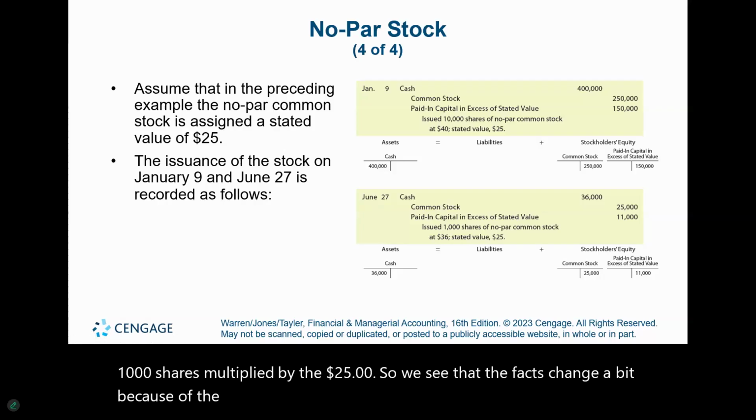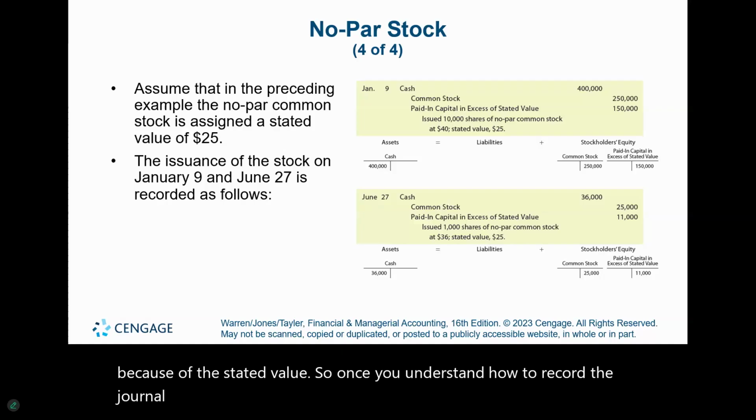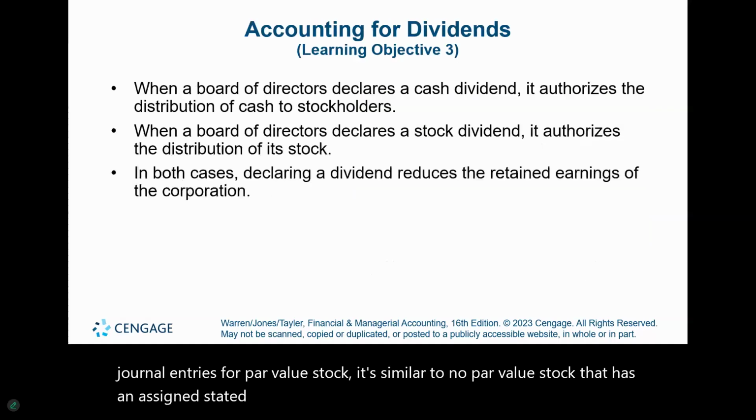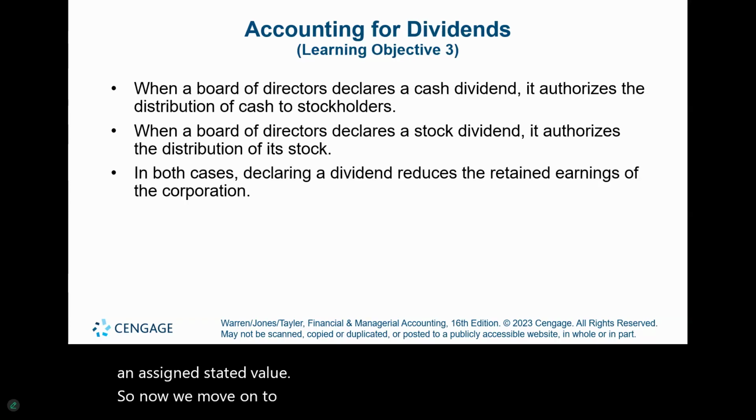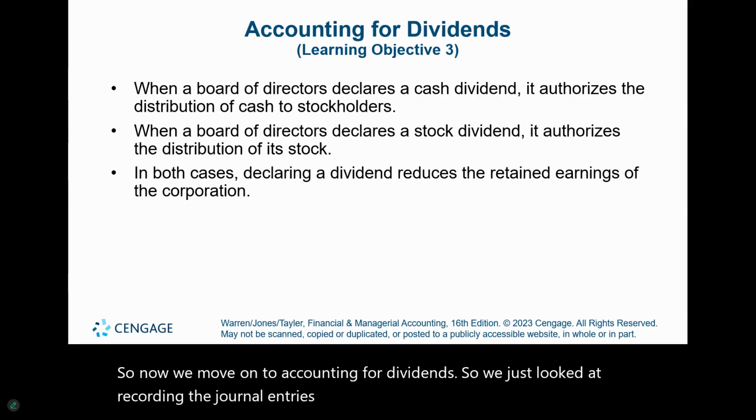So once you understand how to record the journal entries for par value stock, it's similar to no par value stock that has an assigned stated value. So now we move on to accounting for dividends. We just looked at recording the journal entries for the issuance of stock. Now we're actually going to account for dividends.